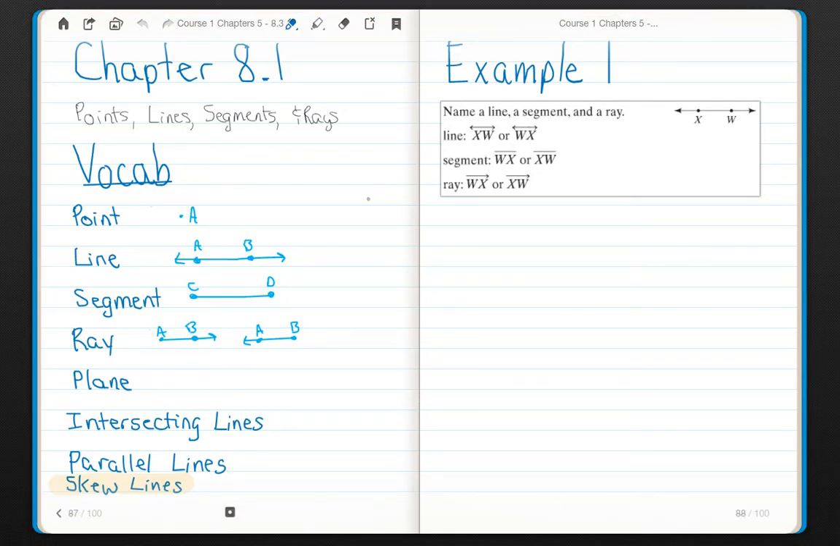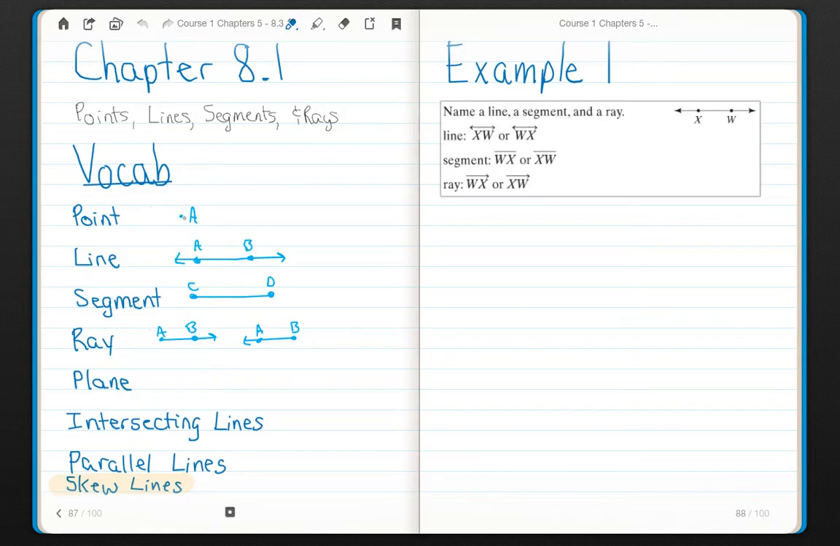Chapter 8.1, Points, Lines, Segments, and Rays. So today we begin our chapter on geometry, and we're really going to split the vocab today into two sections. So first we have points, lines, segments, and rays.